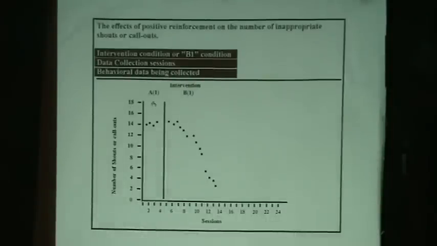A condition is baseline, B condition is intervention. So we can see, now of course I've just made this data up, we can see as we introduced positive reinforcement, the number of inappropriate call-outs drops in a therapeutic direction, drops down, getting close to zero.